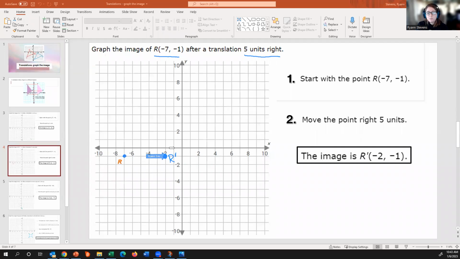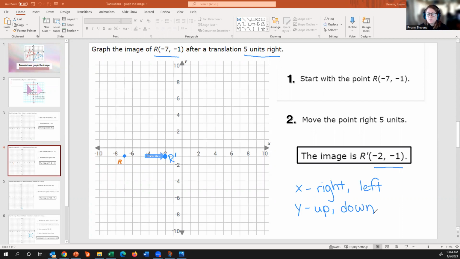If we start at the origin, we're going over -2 places, so that would be our X. And then we're going down 1, which would be our Y. So our image would be at -2, -1. Another way we can look at this is we talked about our X and our Y: our X is our movement right or left, and our Y is our movement up or down.